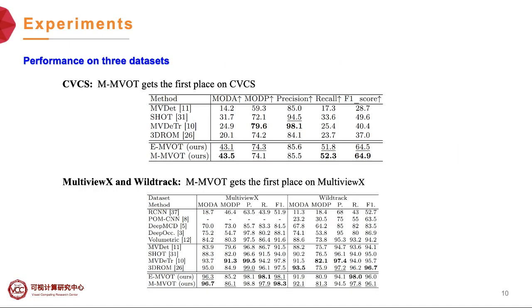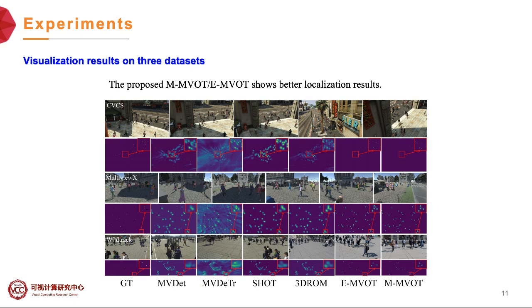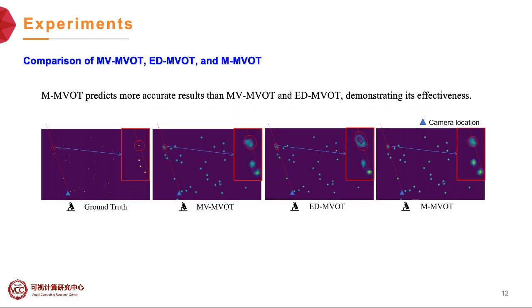We compare the proposed MMVOT with other multiview crowd localization methods on CVCS, Multiview X, and Wild Track. The proposed MMVOT loss achieves better overall localization performance than existing multiview crowd localization methods. These results validate the advantages of our proposed MMVOT loss. We show the visualization result on the three datasets. Generally, the proposed MMVOT, EMVOT, shows better localization performance under crowded region and reduces the projection artifacts of comparison methods on faraway regions. We compare the visualization result of MVMVOT, EDMVOT, and MMVOT. The blue triangle is the camera location. MMVOT predicts fewer artifacts than MVMVOT and EDMVOT, demonstrating the effectiveness of MMVOT.